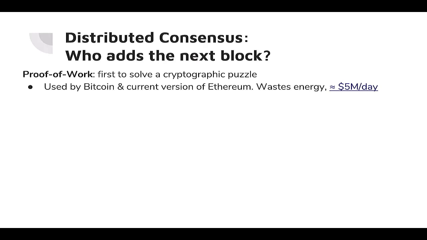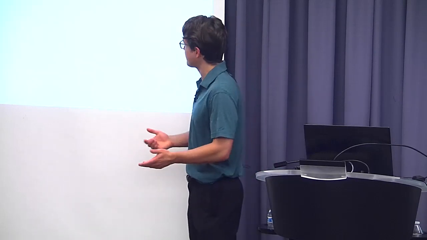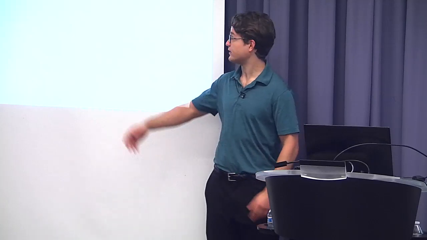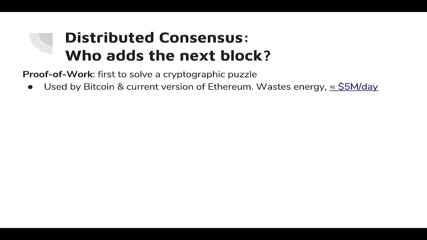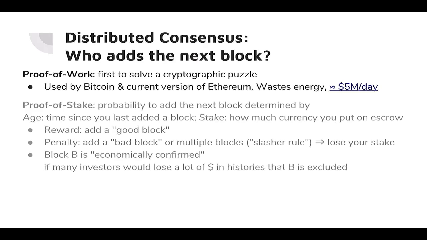First, we know about proof of work. Proof of work says that the miner who gets to add a block to the blockchain is the first one who solves a cryptographic puzzle. All right, that works. It solves the problem. It seems to work in practice. It wastes about $5 million per day just in Bitcoin, not even Ethereum. That's the mining cost to the world. I don't know about you, but I'd like a better solution than that.